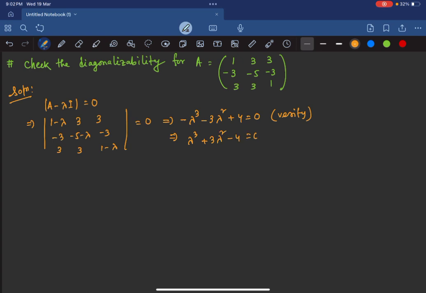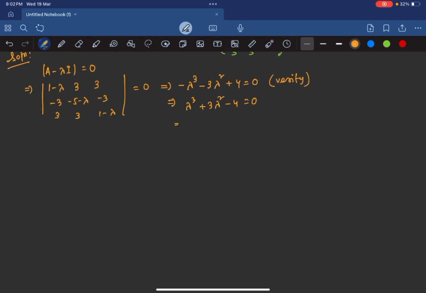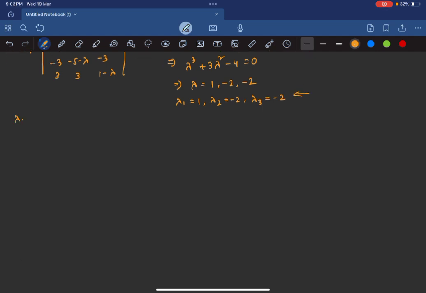So lambda cube plus 3 lambda square minus 4 is equal to 0. From here, if you do the calculation, you will get lambda equals 1, minus 2 and minus 2. So lambda 1 is 1, lambda 2 is minus 2, lambda 3 is minus 2. These are the eigenvalues. Corresponding to lambda 1 equals 1, let us solve A minus 1 times I, x equals null.